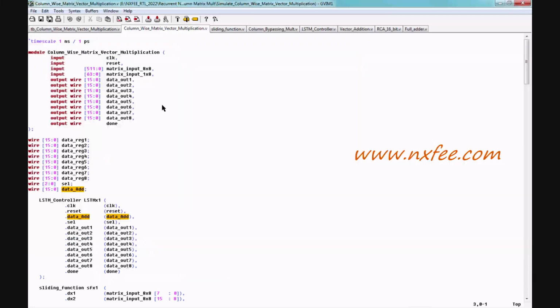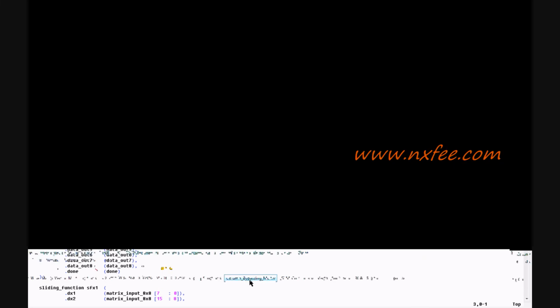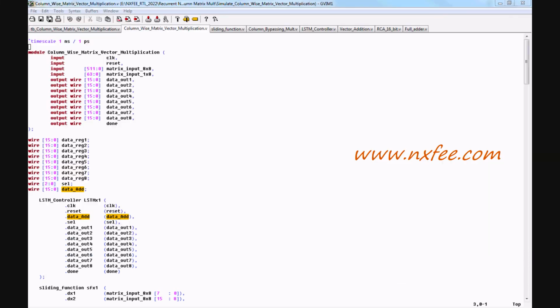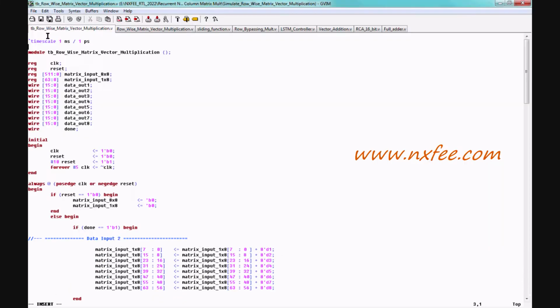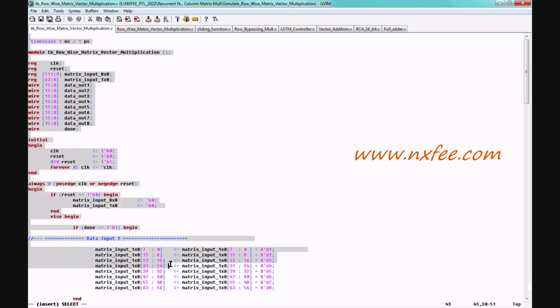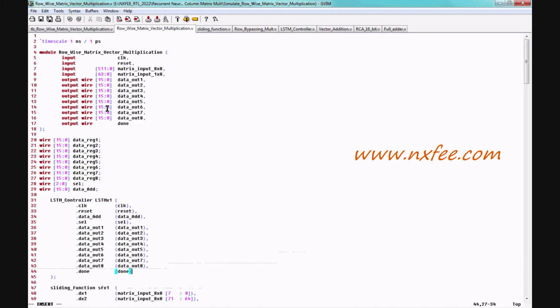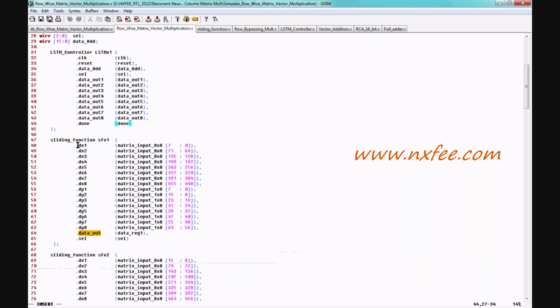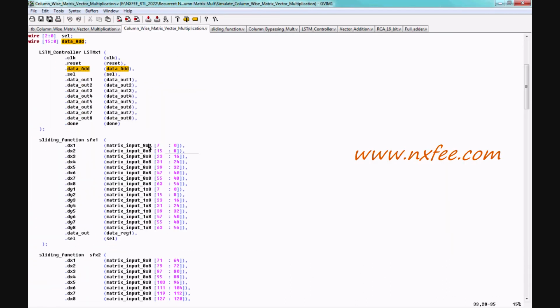So instead of this sliding function, we have used column bypass multiplication, and the row multiplication also we have used. This is row wise multiplication. Here the selection methods of the matrix in the sliding functions will differ. Here it is 7 down to 0, 71 down to 64, but in the column wise multiplication we have used 7 down to 0, 15 down to 8. Based upon the switching activity of the matrix, we have given this value.